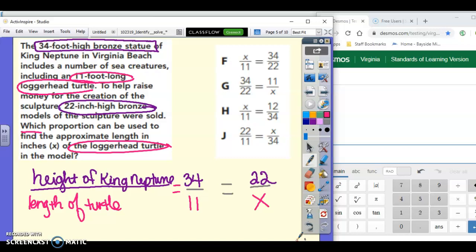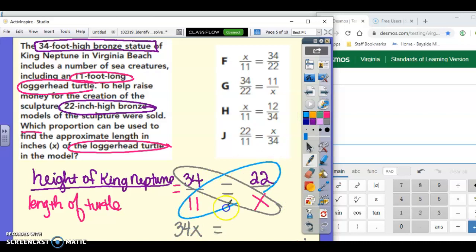So what I'm going to do now is say, okay, what do I need to multiply together in order to find my answer? And in this case, it would be 34 and X. So I would need 34 times X. And then on the other side, I have 22 and 11.